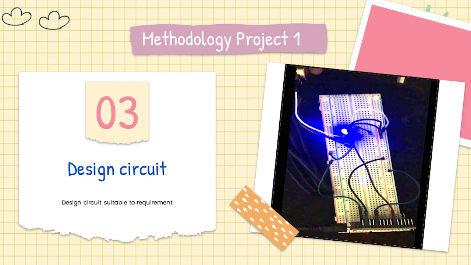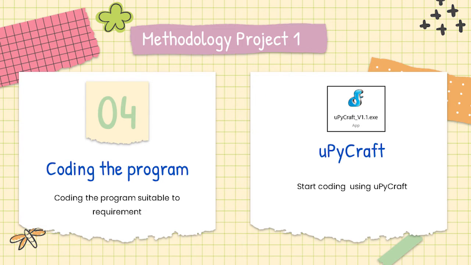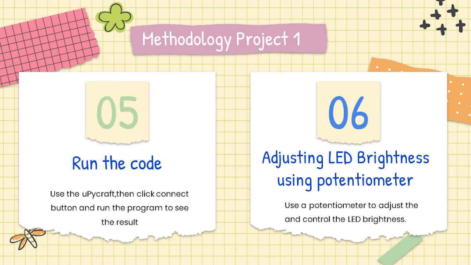Step 3 is to design the circuit. We design the circuit as shown to ensure that we can perform all the requirements. Step 4, we will start to code the program, and we code the program using UPyCraft. Step 5, we run the code using the UPyCraft, then click the connect button and run the program to see the result. And step 6, we adjust the LED brightness using potentiometer. This step will make sure to use a potentiometer for adjusting and controlling the LED brightness.